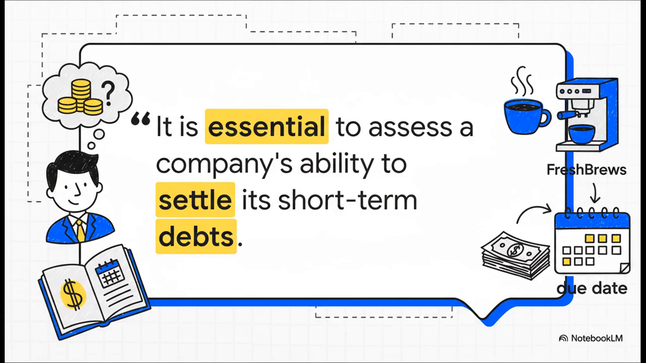Let's actually put this into practice right now. Okay, I'm a loan officer at a bank. The owner of Fresh Brews is sitting across from me asking for another loan to expand. I pull up their balance sheet. The first thing I see is that their accounts payable are creeping up, and I see that the note for the espresso machine is coming due soon.